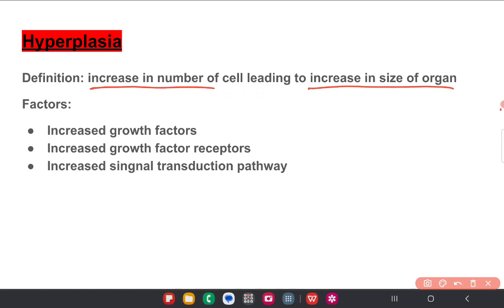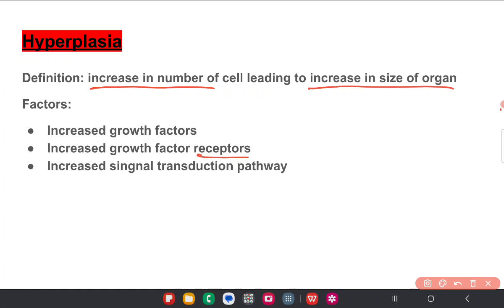Next, increase in growth factor receptors. Whenever there is a ligand, there should be a receptor for the mechanism to act. What do you mean by a receptor? Receptors are macromolecules present intracellularly or extracellularly on the surface of the cell membrane, which are activated or suppressed based on antagonistic or agonistic action.